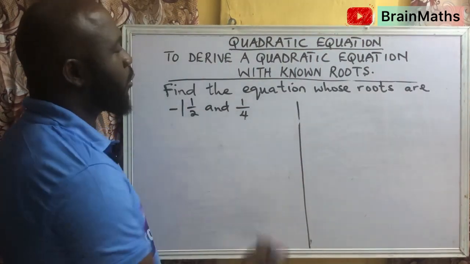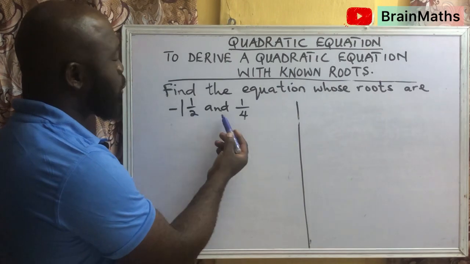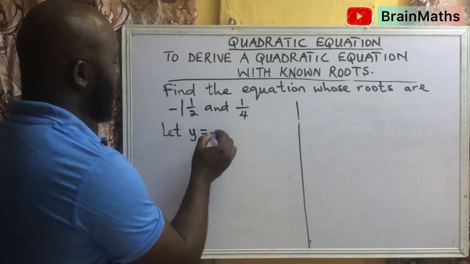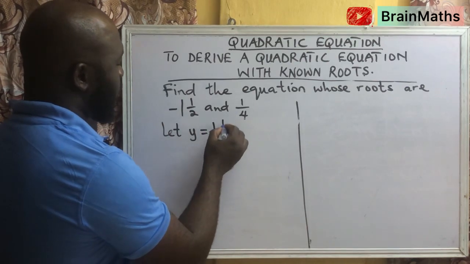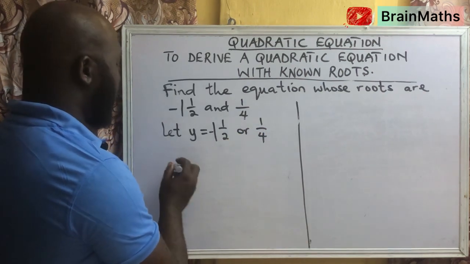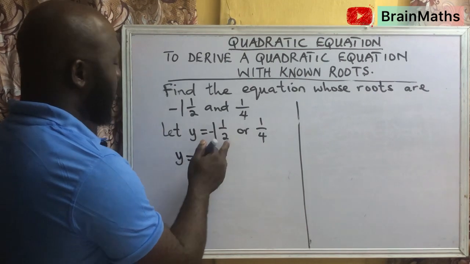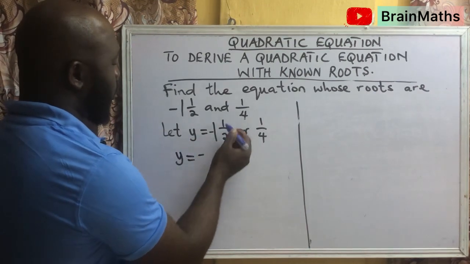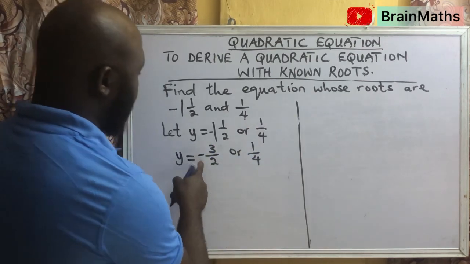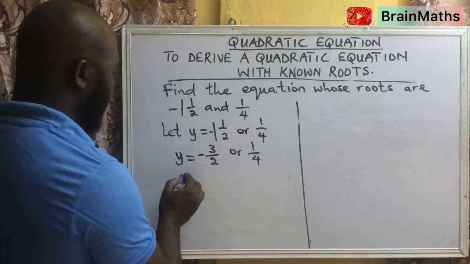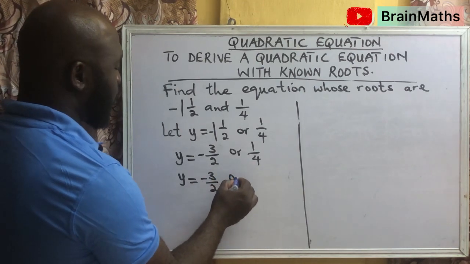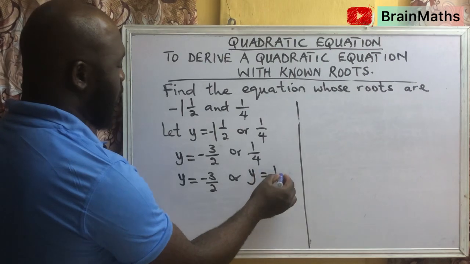So let's try to find the equation whose roots are minus 1, 1 over 2, and 1 over 4. So let's start by saying let y equals minus 1, 1 over 2, or 1 over 4. So we take this one to its improper fraction. Y equals 2 times 1, that is 2 plus 1, minus 3 over 2, or 1 over 4. Don't forget the negative sign for any reason. So we have y equals minus 3 over 2. Equate the two of them to y, or y equals 1 over 4.